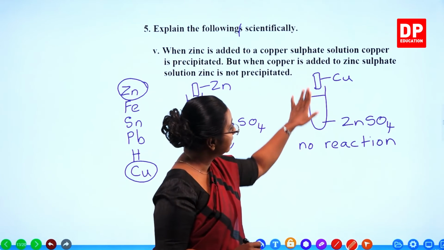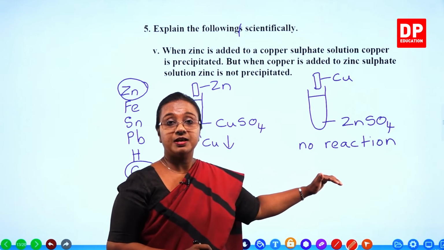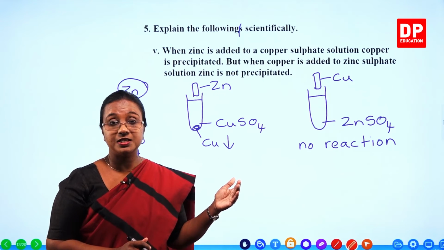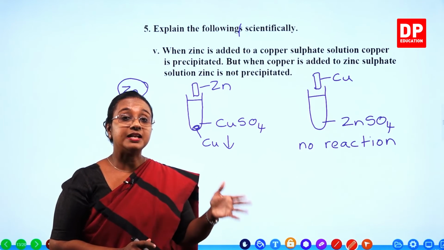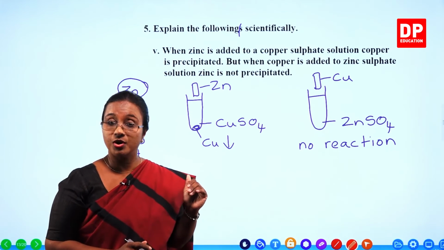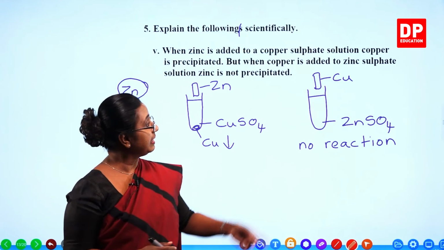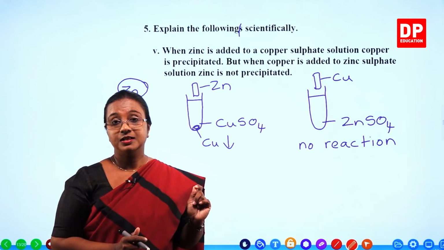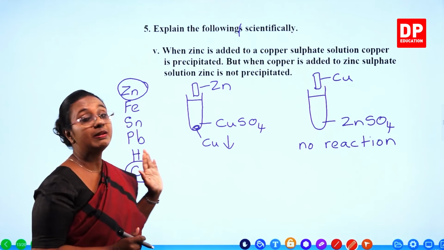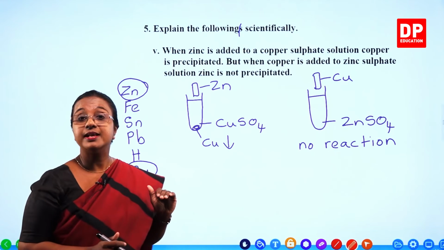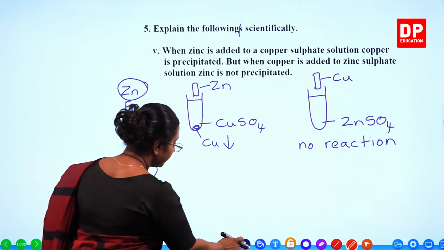But if you take this, it is the other way around. Copper is below zinc in the activity series. So, because of that, copper will not displace zinc from its salt solution. The reason being, copper is less reactive than zinc. So, that is how the displacement reaction occurs. That is what you need to explain here as well.